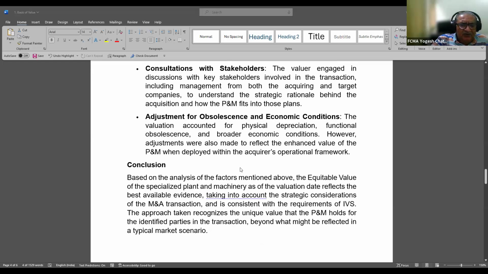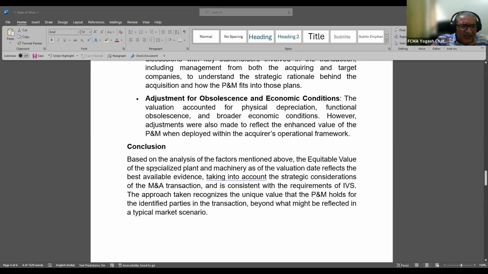However, adjustments were also made to reflect the enhanced value of the plant and machinery when deployed within the acquirer's operational framework. And conclusion: based on the analysis of the factors mentioned above, the equitable value of the specialized plant and machinery as of the valuation date reflects the best available evidence, taking into account the strategic considerations of the mergers and acquisition transaction, and that is consistent with the requirement of IVS.